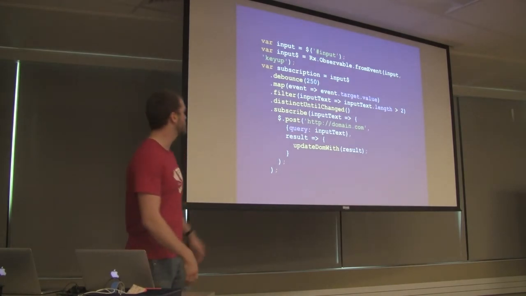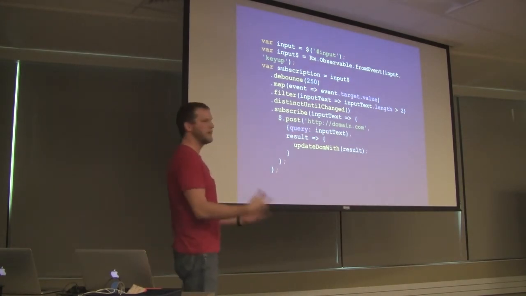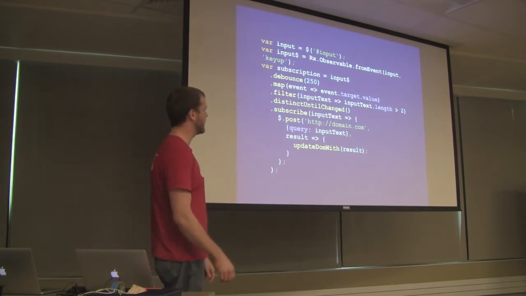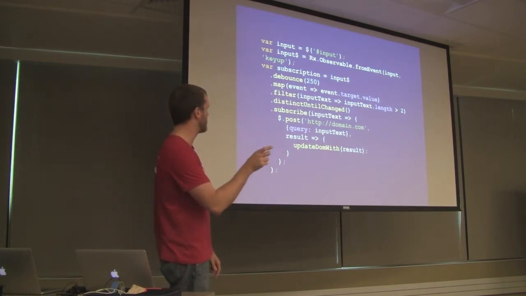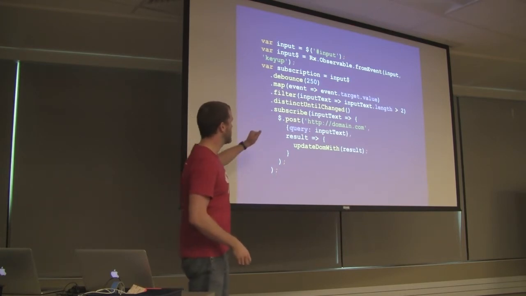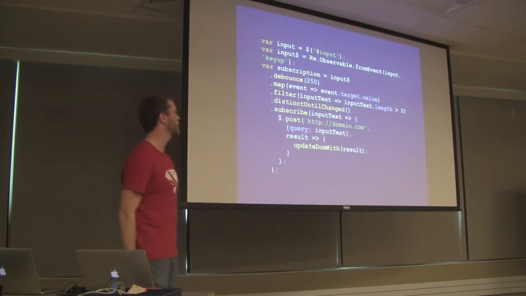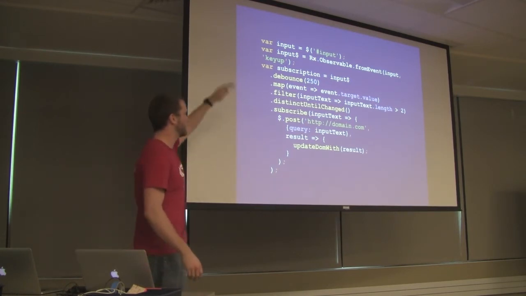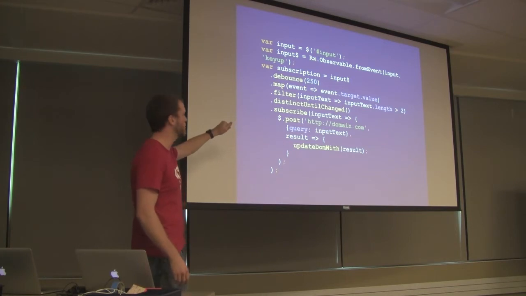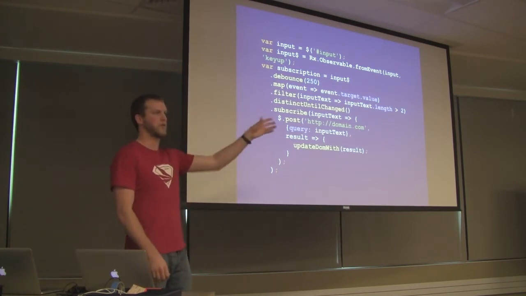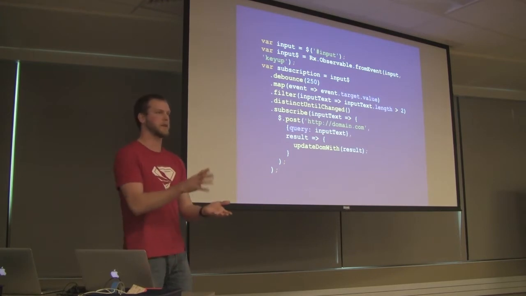And then we run a few operations on it. We debounce it so we don't get too many events. We map over that observable to get the input box values into an observable, filter out input strings that are too short, and then filter out ones that are duplicated. After we do all that, we have an observable with filtered content that we can subscribe to. In our callback for that subscription, we do some request, and on response, we update the DOM.